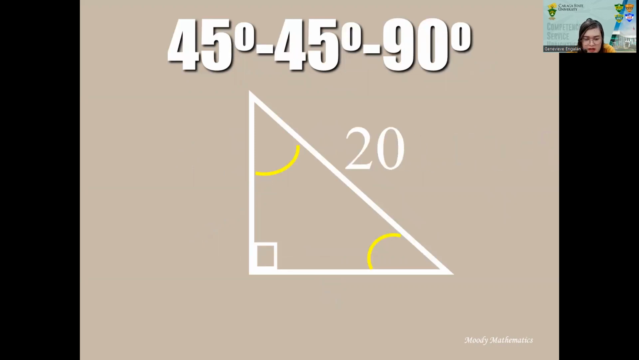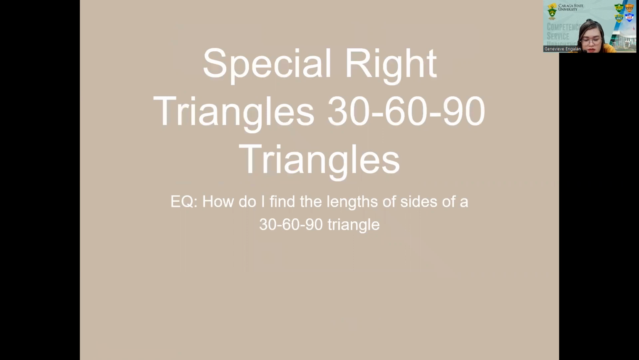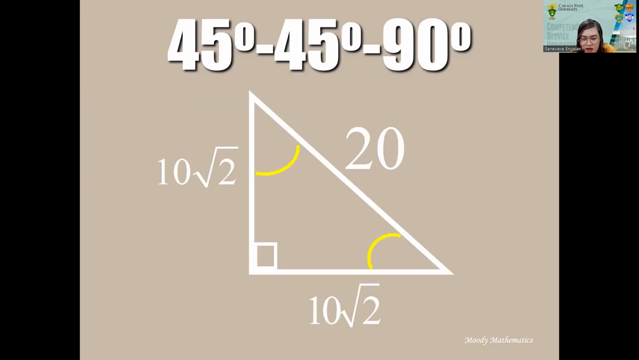20 is the measure of the hypotenuse. So how many are the legs? 10 over 2, 10 square root of 2. So that means, if we simplify it, we divide it by 2 times square root of 2. So this is like the 45, 45, 90.